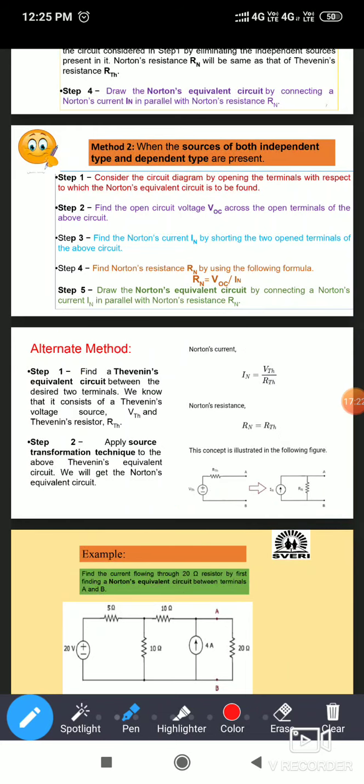Okay. Now once again I will repeat method one and method two for you. One minute, I will repeat once again.